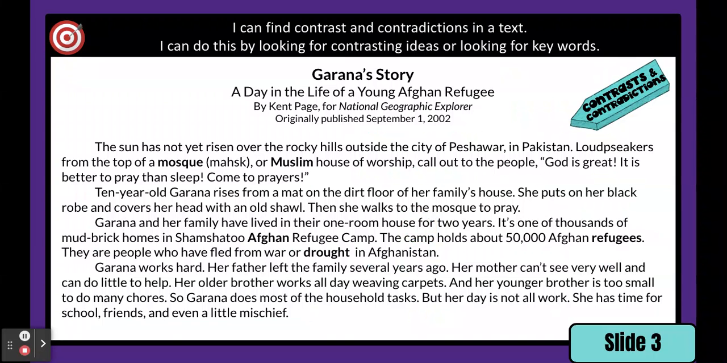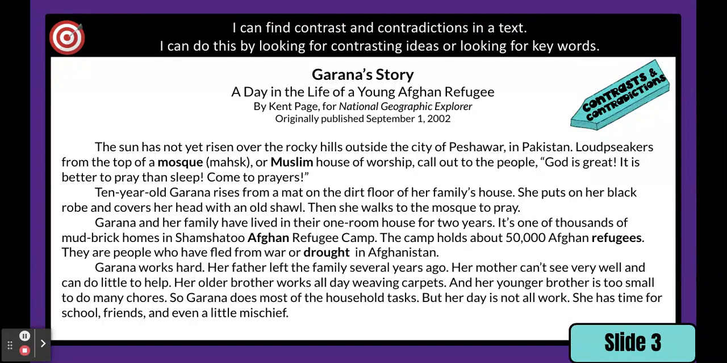Okay. So let's practice here. We're going to read through this story called Garana's Story, A Day in the Life of a Young Afghan Refugee. And let's look for contrast and contradictions. Keep those contrast and contradiction words in mind as we read.